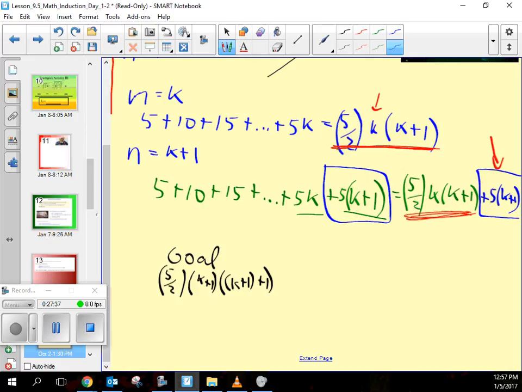So the first step on this is always to just step back and look at it and say, what does it have in it that I want it to have in it? I want it to look like that. What's it got in it that's good? Got a 5 halves, that's a good thing. What else does it have? It's got a k plus 1, that's a good thing. What else? Does it have 2 k plus 1s? Yep. So it's got a lot of the right things, it's just it definitely doesn't look the same.